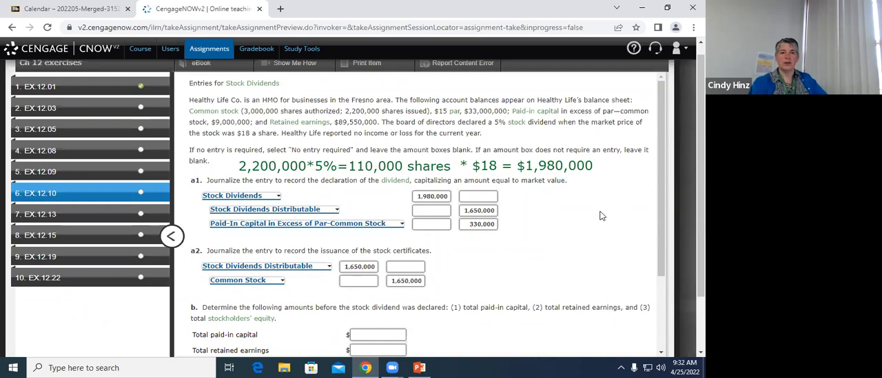And so it's a two-step process, just like the three important dates that we saw in exercise 5 last class. The first entry here is the declaration date, where it becomes an obligation of the company. And the second entry here is the date those shares are actually issued. Any questions about that?